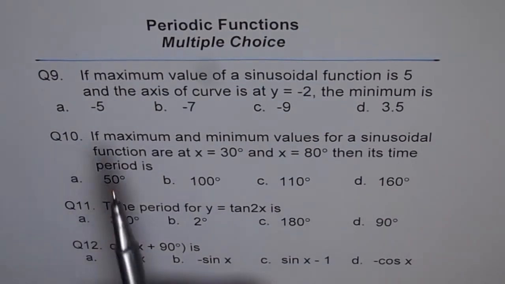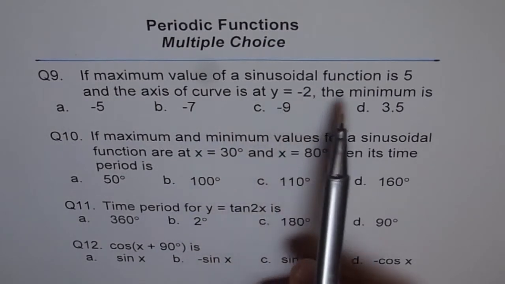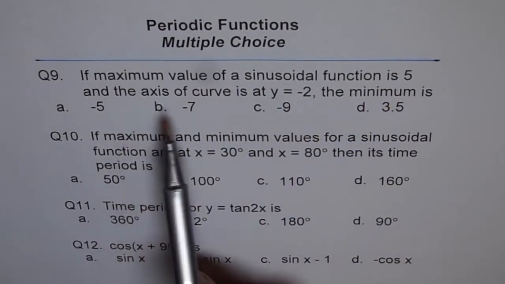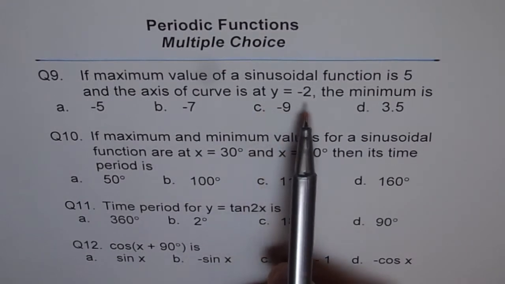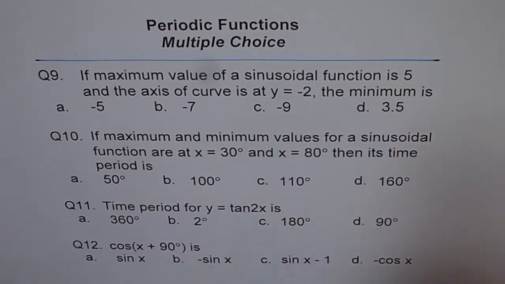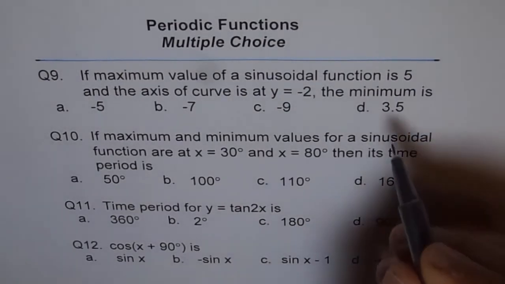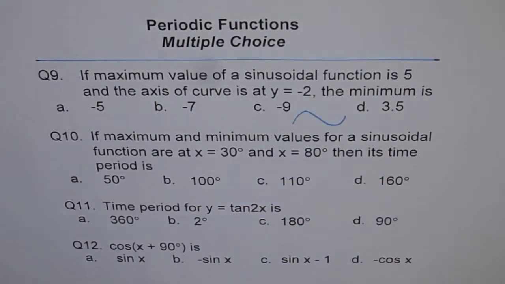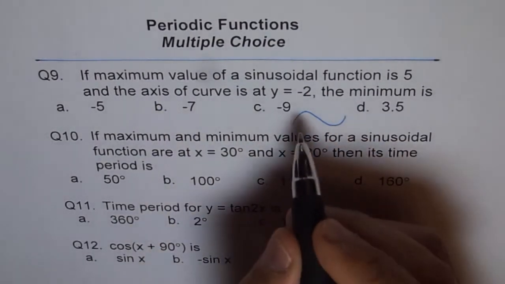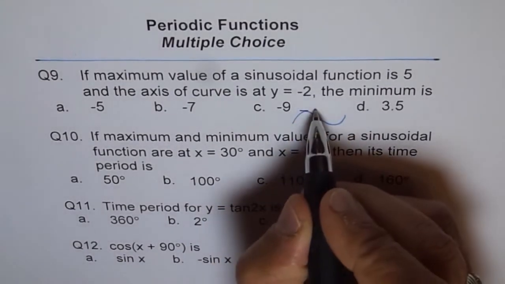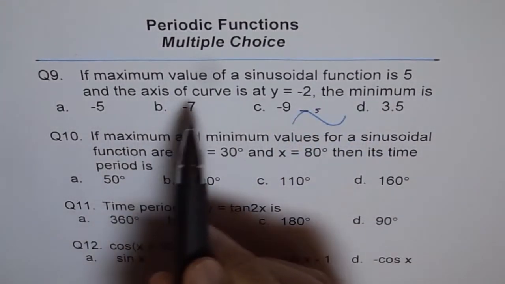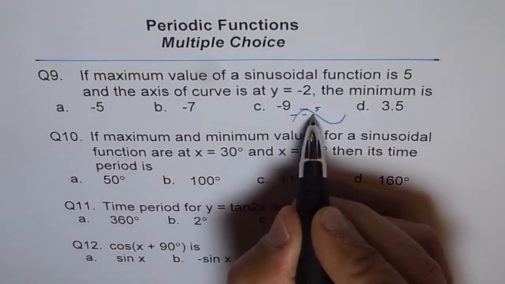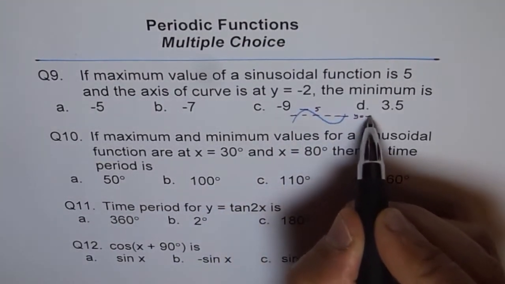Question 9. If maximum value of a sinusoidal function is 5 and axis of the curve is at y equals minus 2, the minimum is? So think like this. Let's say we have a sine function like this. Correct? Now here, let me write down: maximum value is 5. So let's just say this is at 5, right? And axis is minus 2. Let's say the center value is at y equals minus 2, right?